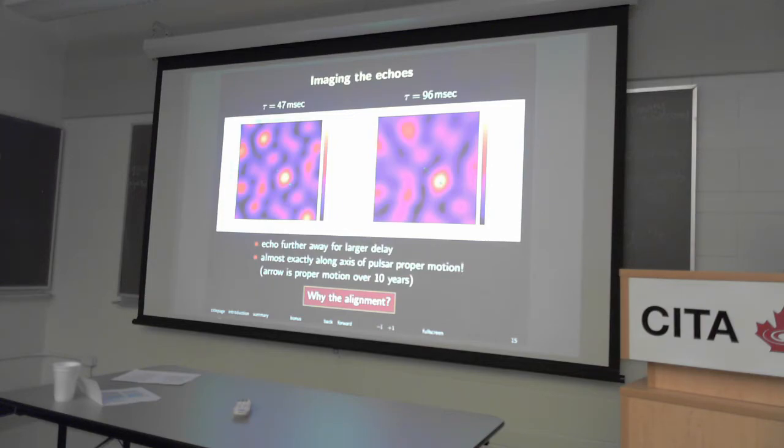And what's interesting is, first, the two offsets are aligned with each other, which is maybe not too surprising, but they are also aligned with this green arrow. And this green arrow shows the proper motion of the pulsar, the intrinsic motion of the pulsar. And it's not really clear why these offsets should be aligned with the proper motion of the pulsar, because the proper motion of the pulsar happens at 2 kiloparsecs distance and the scattering at 120 parsecs distance. So they should not be related to each other. And we don't really know why we have this alignment. It could just be a coincidence, of course.